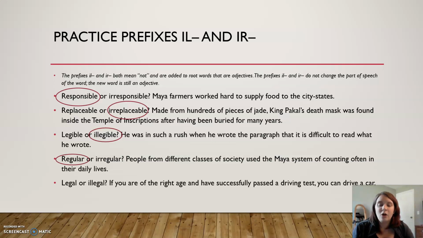If you are of the right age and have successfully passed a driving test, you can drive a car. So is that legal or illegal? Well, we know if they pass the test, they can legally drive the car. So this is including those IL and IR prefixes to the word. Remember, those mean not, so adding that changes the meaning of the word.